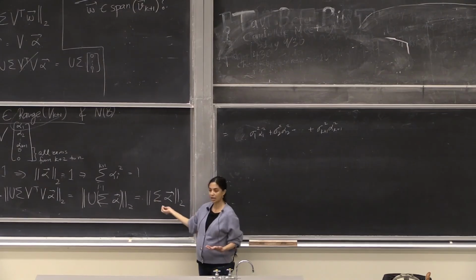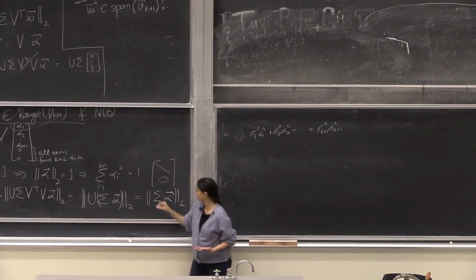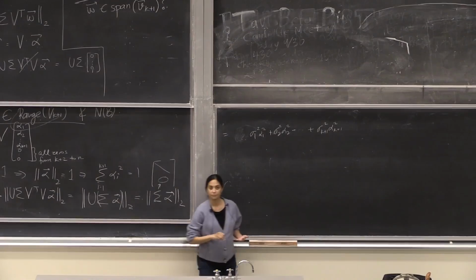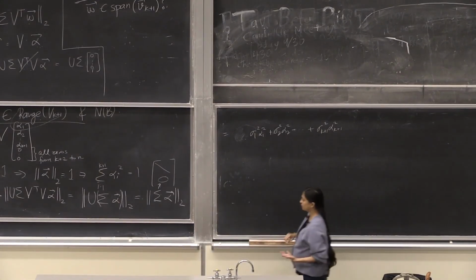Right? Sigma is of this form. Let's say A was tall, and you have basically non-zeros here, and then zeros everywhere here. This is what sigma looks like. Yes? How did you get rid of the square root? Oh, yeah, sorry, there should be a square root.